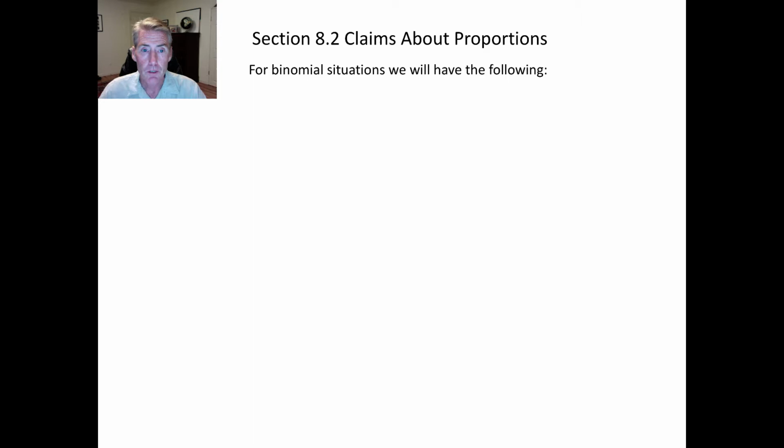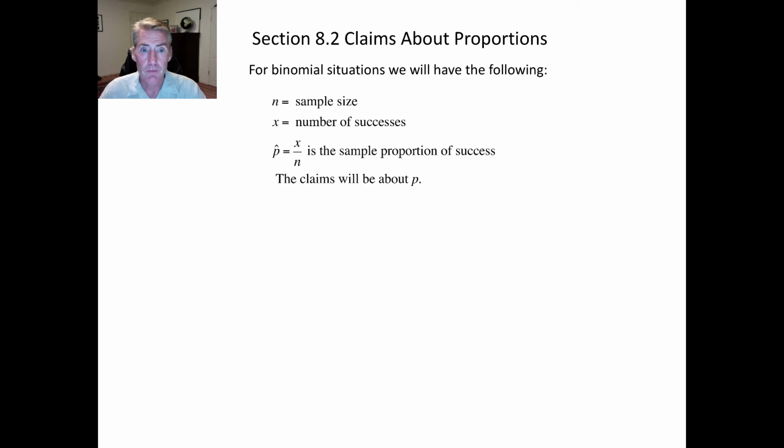Okay, so proportions means it's a binomial situation. You'll have the sample size, and whatever the situation is, the number of successes. When you divide those two, that's the sample proportion. But then the claim is going to be about the whole population. So if you say, all right, I've got this class of 40 people and 20 of them are male, so 20 out of 40, 50% are male, 50% are female. Now let's use that to see, does that apply to the whole population or the whole school?